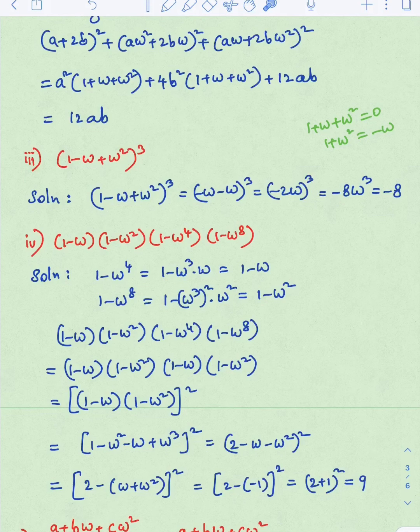Minus, three times means you get minus. 2 to the power 3 is 8, omega cube. Omega cube is 1. So the answer is minus 8.